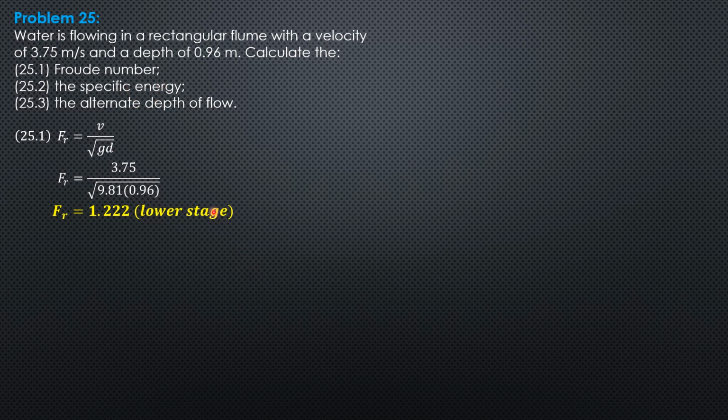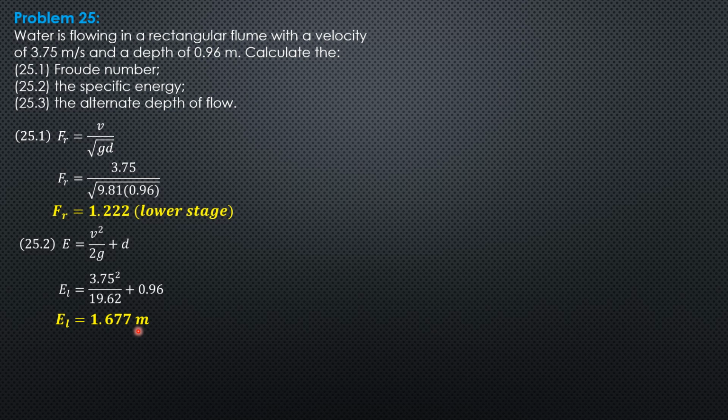Therefore, the specific energy in the lower stage is also the specific energy in the upper stage. Take note, by principle, it is equal to velocity head plus depth. So velocity head plus depth. So E in the lower stage is 3.75 squared over 19.62 plus 0.96, which is also the specific energy in the upper stage, 1.677.